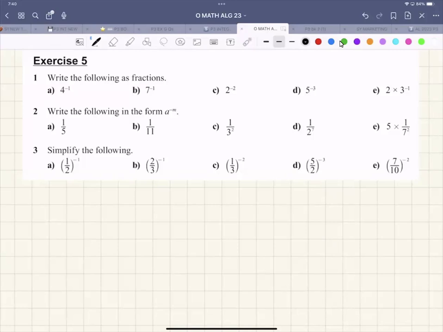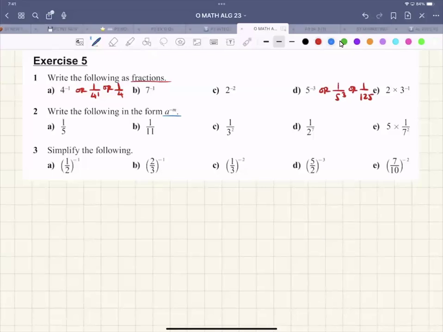Now let's get started with this thing. So now we are starting with these simple examples. Write the following as fractions. So this is as fractions. 4 raised to power of minus 1. This is 1 over 4 raised to power of 1, which is 1 over 4. 5 raised to power of negative 3, that is 1 over 5 cube. 5 cube is 125.